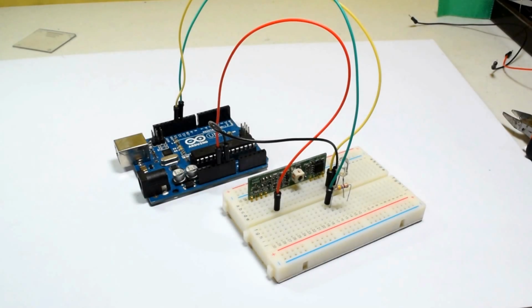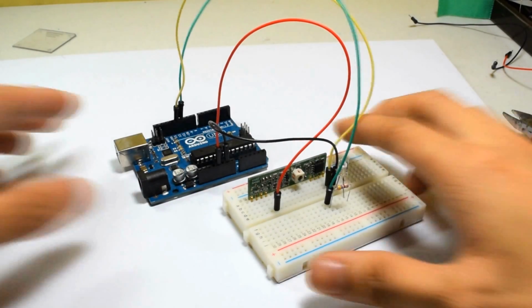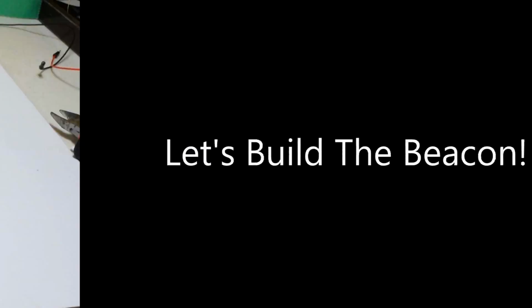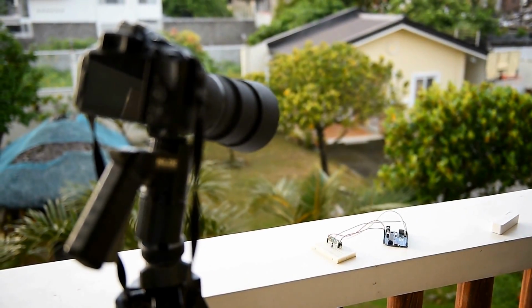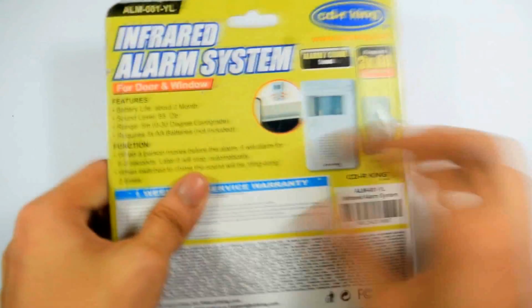You're finally done with the receiver circuit. Set it aside for now because we are going to work on the beacon circuit. The beacon works as a wireless motion-activated unit. It's basically made of a motion-activated alarm.